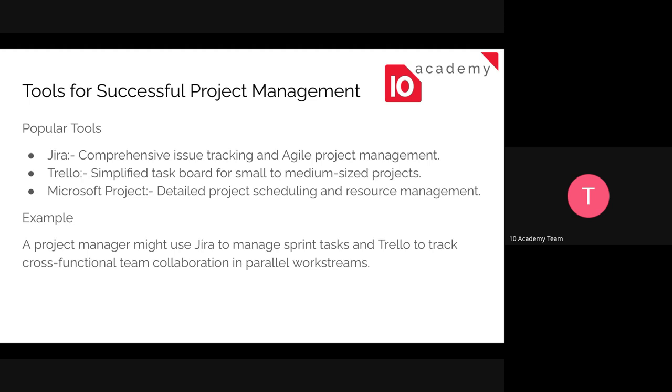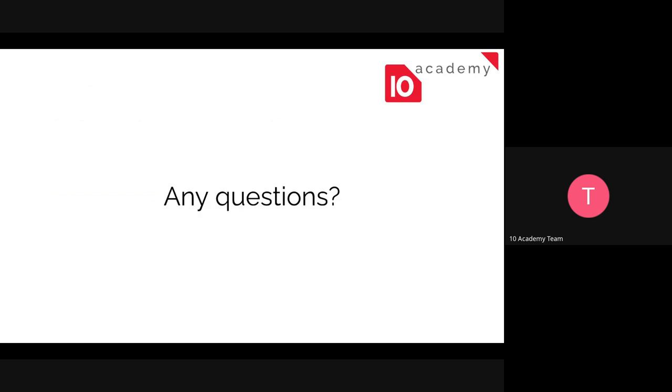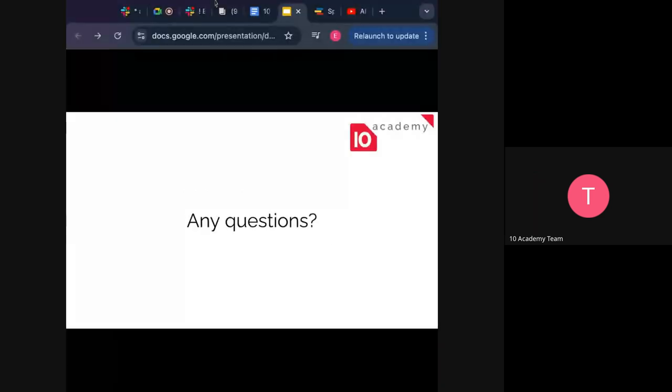In the example, it says that Jira is used to manage sprint tasks, and Trello to track cross-functional team collaboration in parallel work streams. So the whole idea is you can choose and use whatever tools you're comfortable with. And we have a lot of different resources to understand project management concepts. If you have any questions so far, you're welcome.